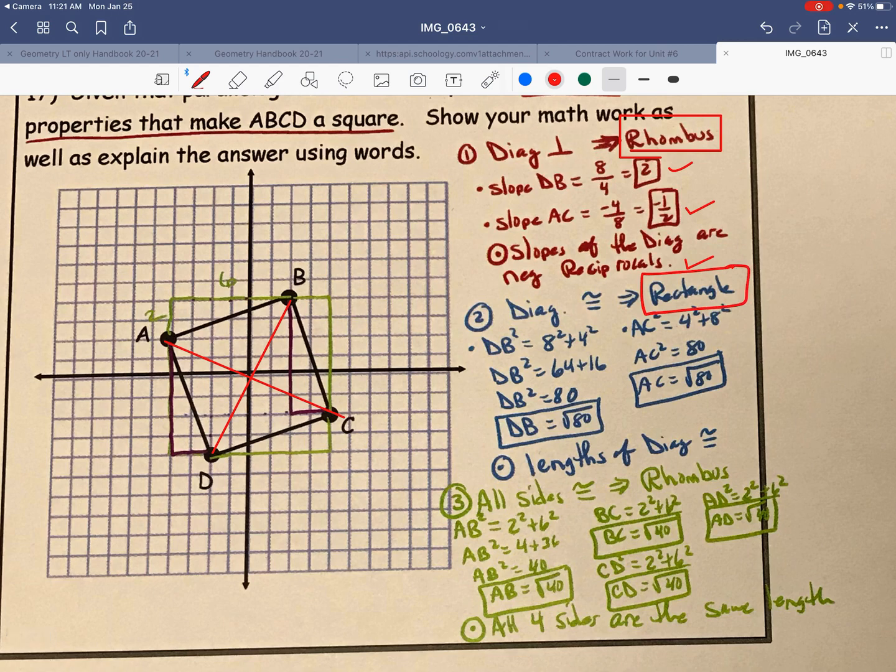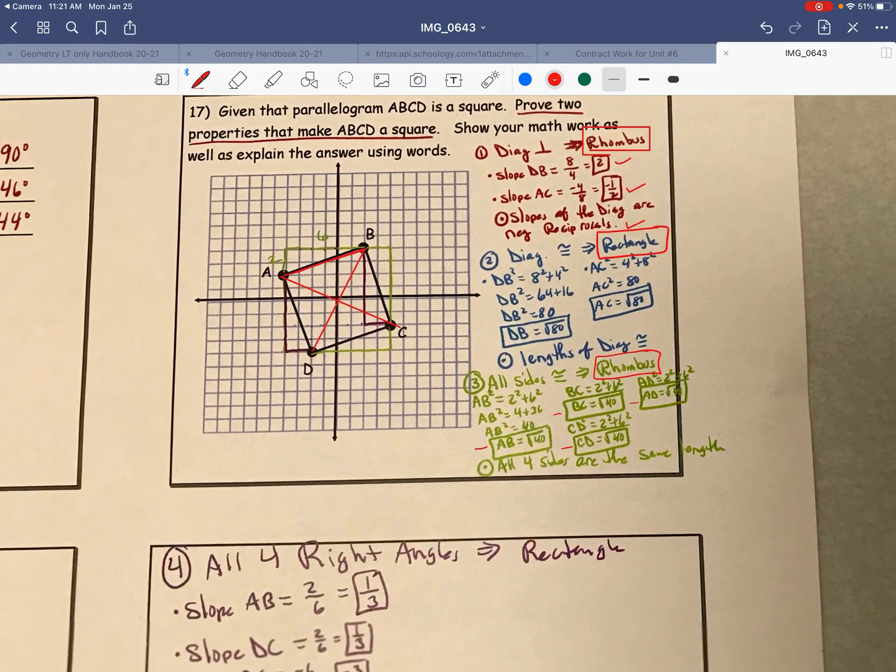You could prove a rhombus by getting all sides congruent. So to get AB, I formed a right triangle and did Pythagorean theorem. So here's AB, BC, CD, AD. All of them are square root of 40. So therefore all sides are congruent. They are a rhombus.